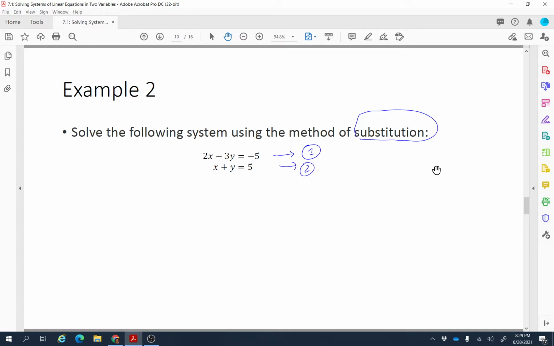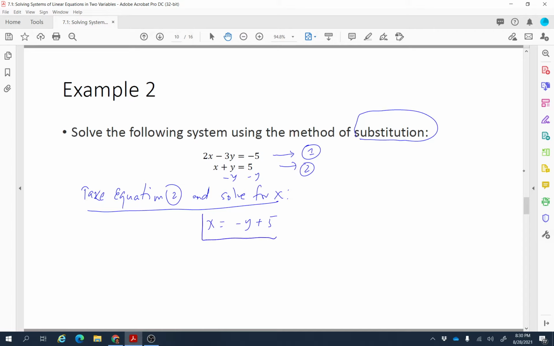So I'm going to take equation 2 and solve for x. Solving for x means I'm going to subtract y from both sides. By doing that, x would be negative y plus 5. So now I have the value of x in terms of y. I'm going to substitute this value of x into the other equation, which is equation 1. That's why it's called the substitution method.